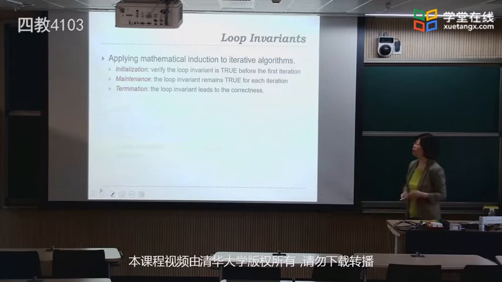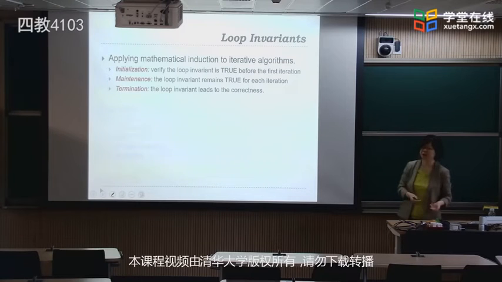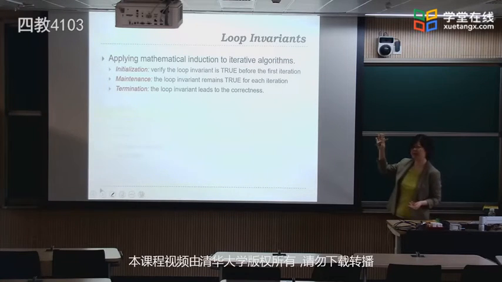So in summary, there are three steps for loop invariant analysis: the initialization step, maintenance step, and the termination step. For the initialization step, we need to verify the loop invariant is true before the first iteration. So this is pretty much like the initial case in the mathematical induction. Then for the maintenance, we need to verify the loop invariant remains true for each iteration. So this corresponds to the second step of the mathematical induction.